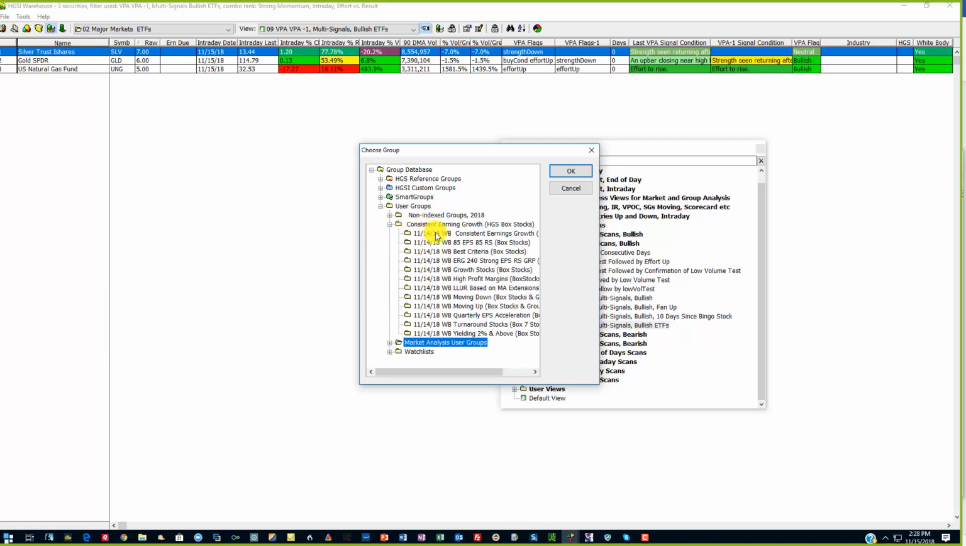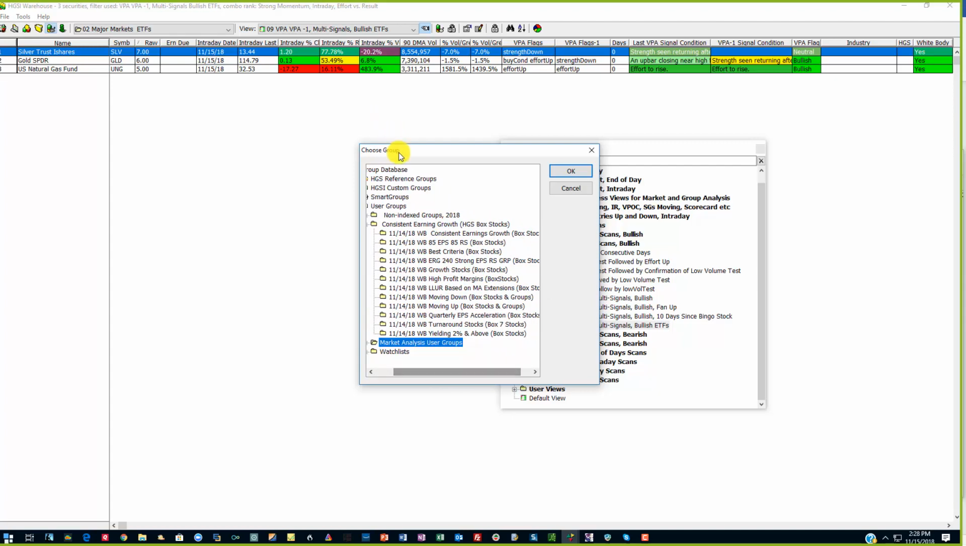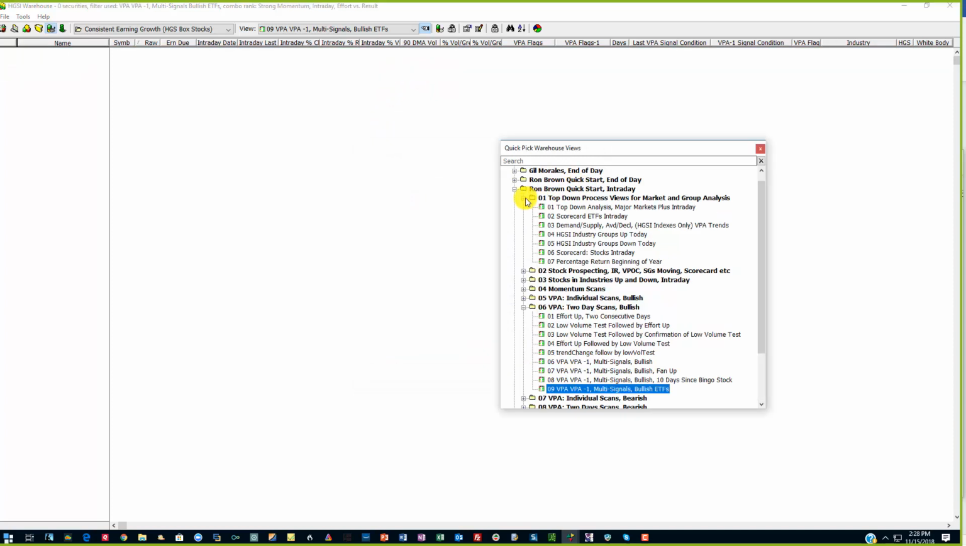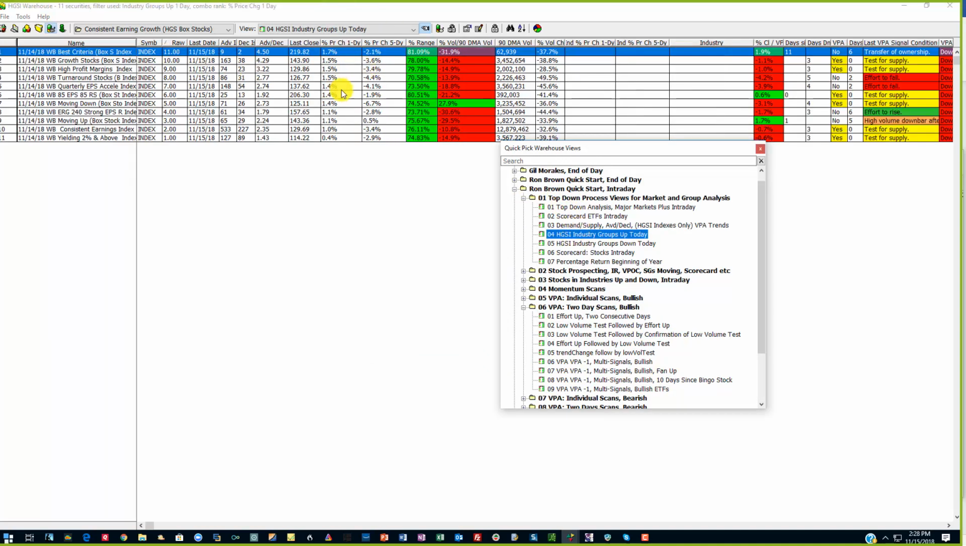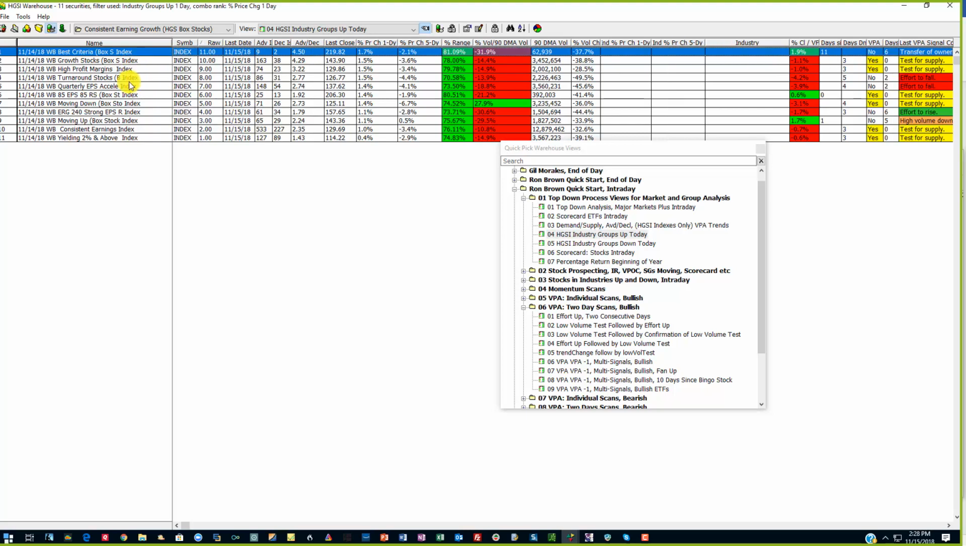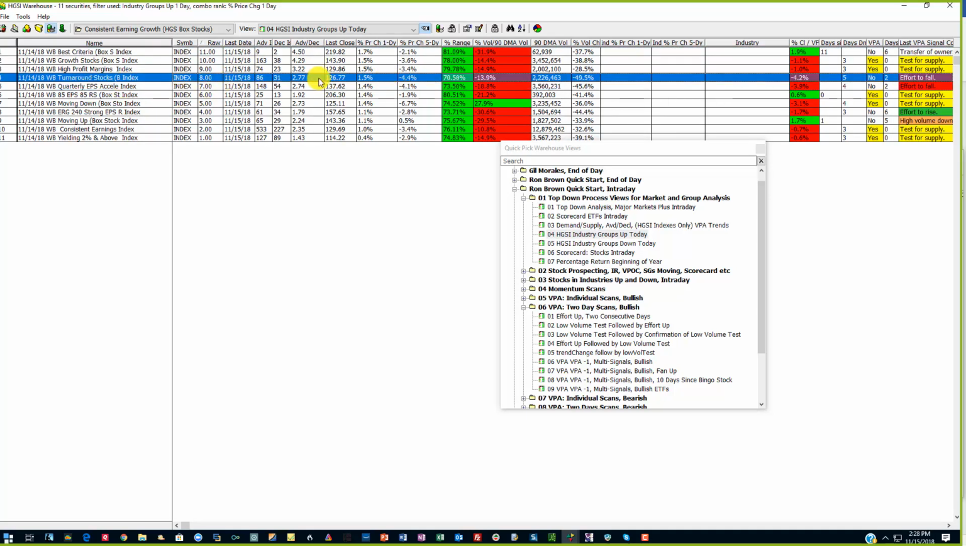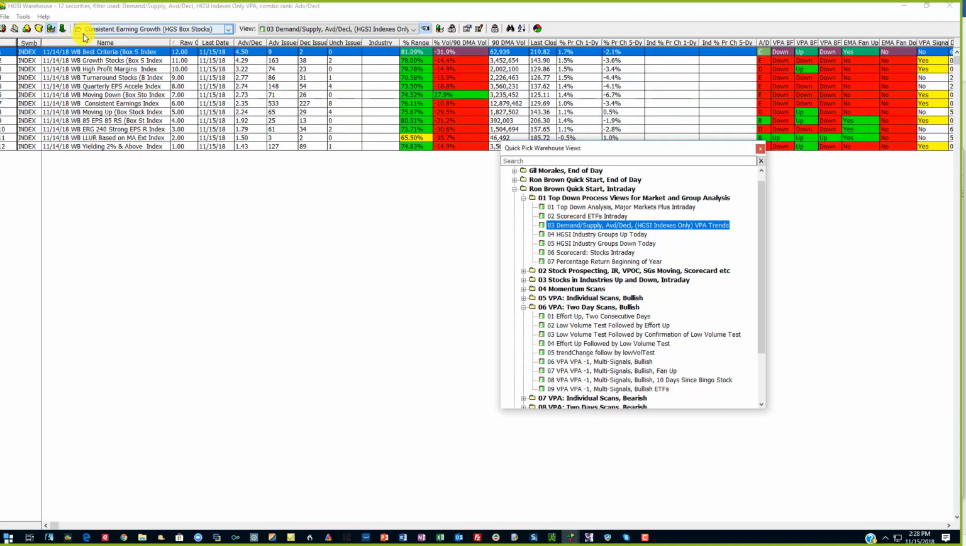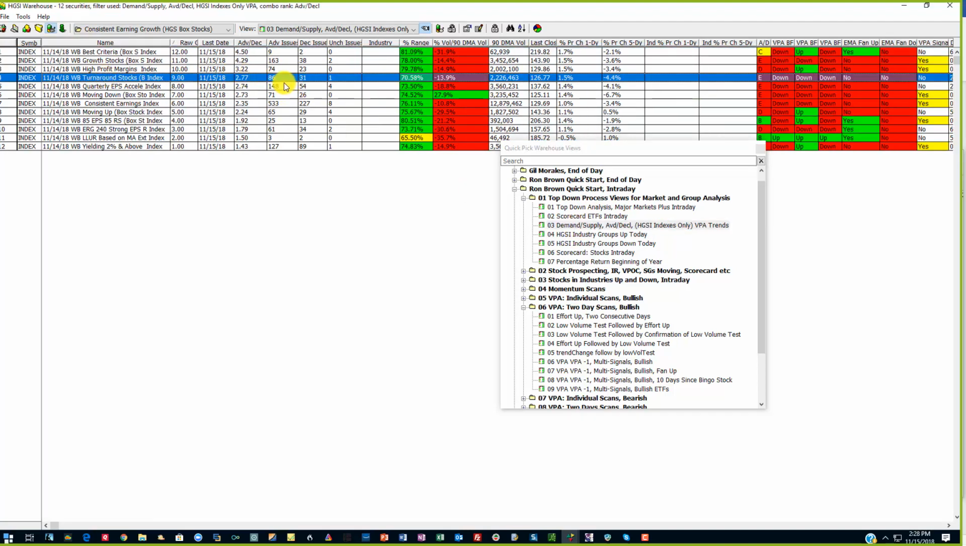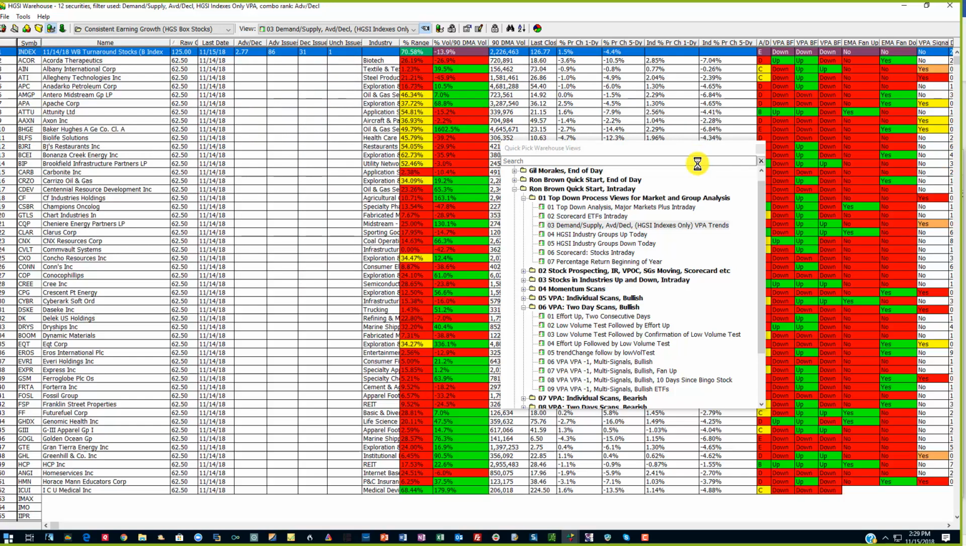Okay, so here's consistent earnings growth box stocks. If you want to concentrate on these, I know a lot of you like to play turnaround stocks. Right here, let's go to demand, supply, turnaround stocks. There's quite a few turnaround stocks now. There's 86. These are box 7 stocks. 86 advancers, 31 decliners. You could limit your prospecting to that if you want to. You just change to the index group.